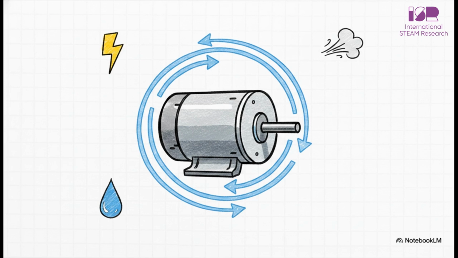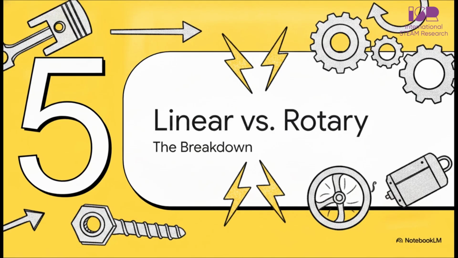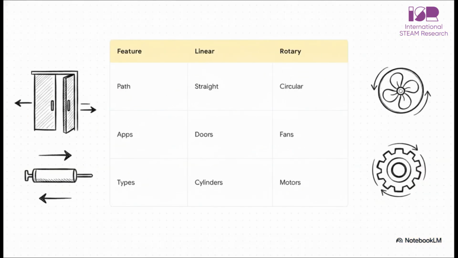Let's wrap things up with section 5, a direct linear versus rotary breakdown. Mechanically, it's their paths that define them. Linear motion provides that back and forth path. Think of sliding grocery store doors or the vertical drop of an elevator shaft. Rotary motion relies on a continuous circular path, driving things like wheels, gears, and cooling fans. To make this happen, linear systems use cylinders and linear motors, while rotary systems rely on electric, hydraulic, or pneumatic rotational motors.